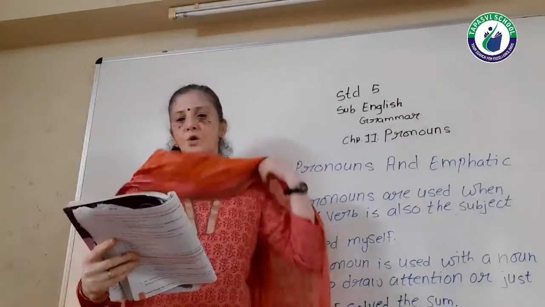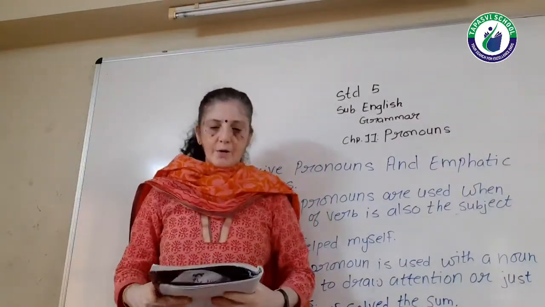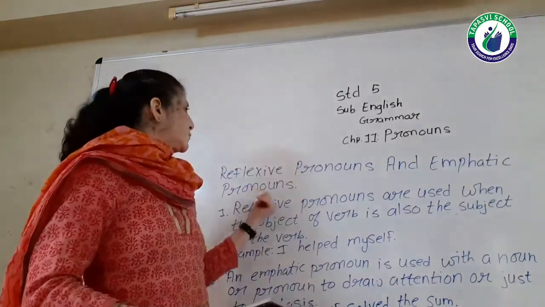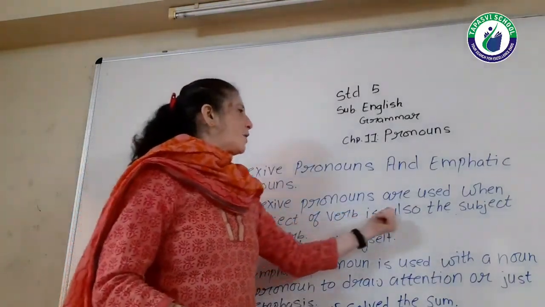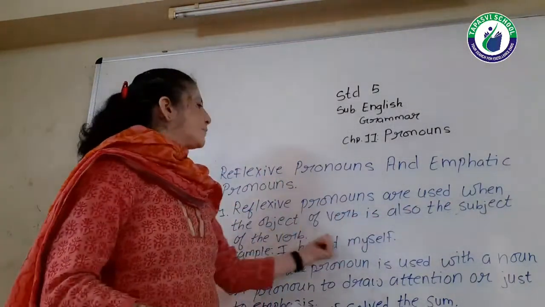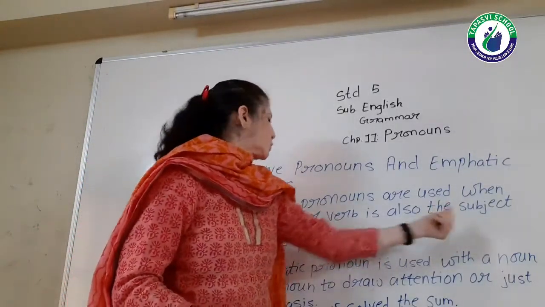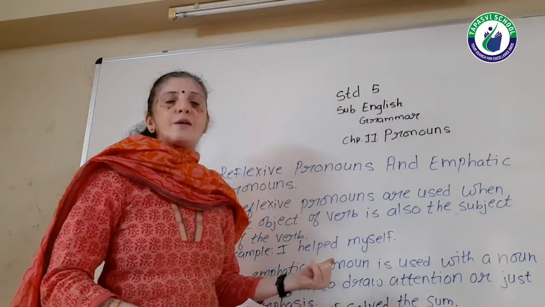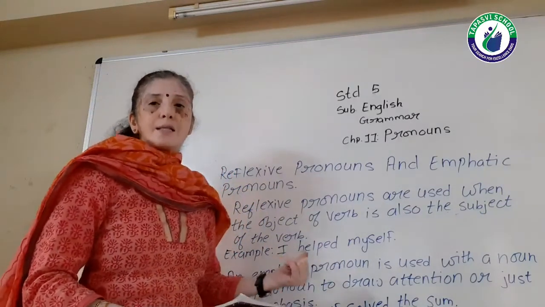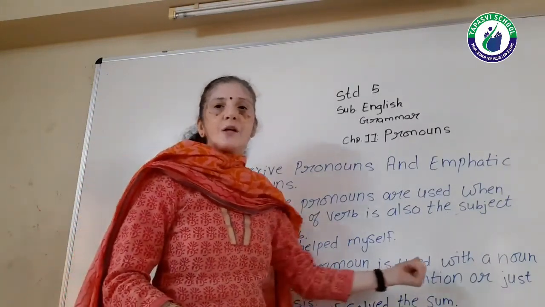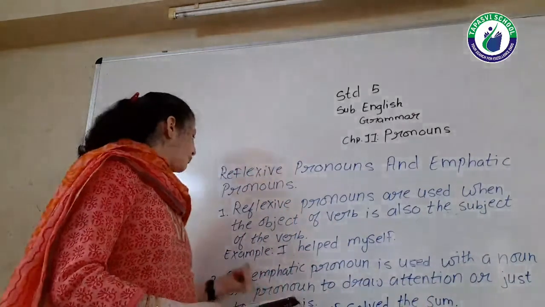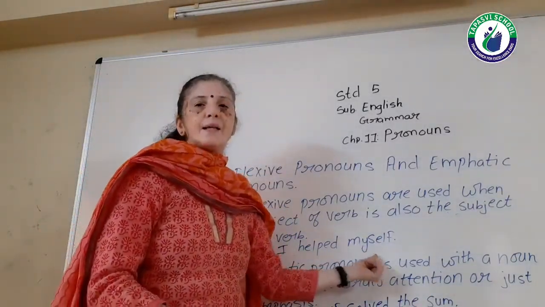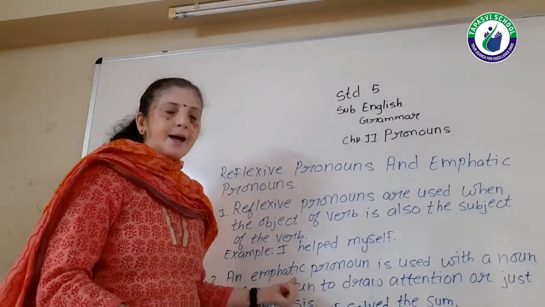Students, our next topic is reflexive pronoun and emphatic pronoun. What is a reflexive pronoun? See students, reflexive pronouns are used when the object of the verb is also the subject of the verb. Means the reflexive pronoun reflects back to the subject and it is written after the verb. For example, I helped myself. See here, myself is used for the subject I.